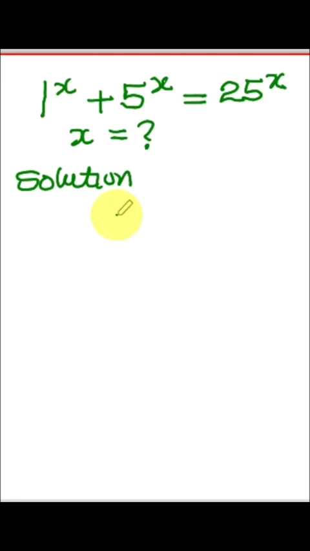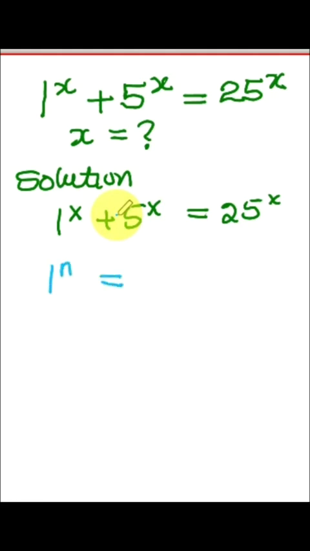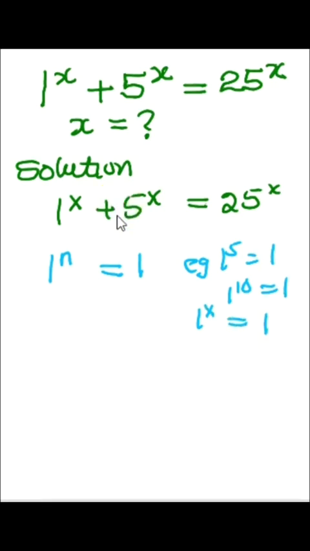In the equation, we have 1 to the power x plus 5 to the power x equals 25 to the power x. Let's consider these basic rules. If you have 1 raised to the power n, the answer is always equal to 1. So any 1 raised to any number is equal to 1. For example, 1 to the power 5 is 1, and 1 to the power 10 is 1. So in effect, 1 raised to the power x is equal to 1. Let's take note of that.